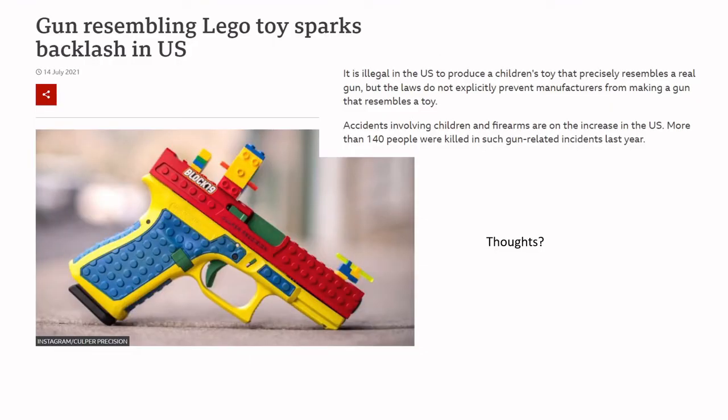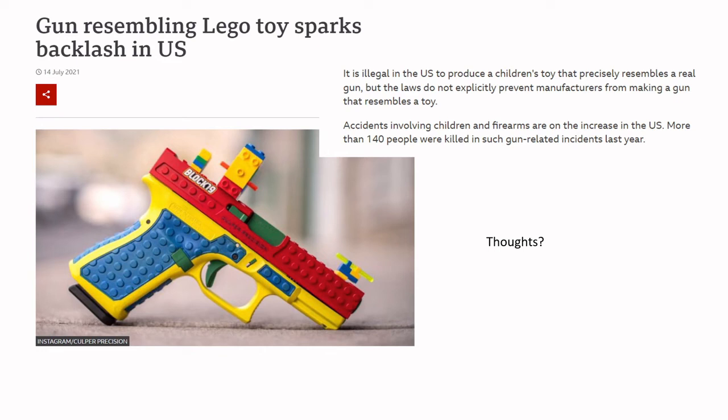Oh, okay, I forgot I put this on here. I'm not going to give my opinion on this, but this came out last year, July 2021. Obviously this resembles Lego. Government saying Lego toy sparks backlash in the UK. I should point out that Lego actually set up a lawsuit and forced them to withdraw it. It is illegal in the US to produce a children's toy that resembles a gun, but there's nothing wrong with making a gun look like a toy.